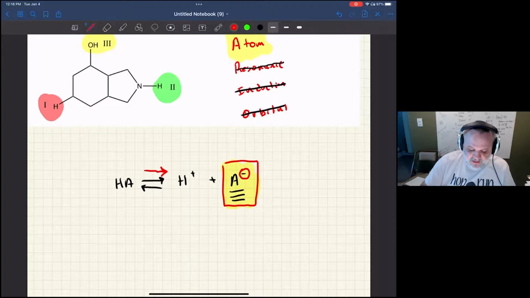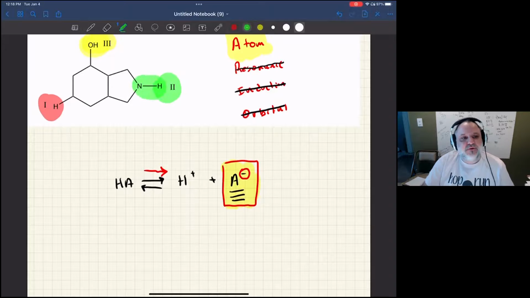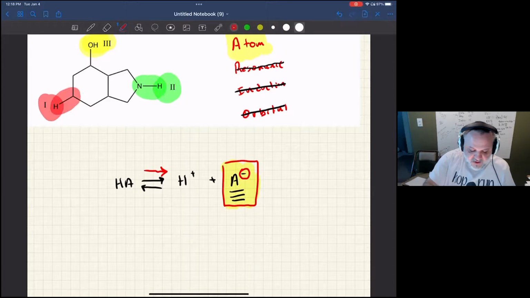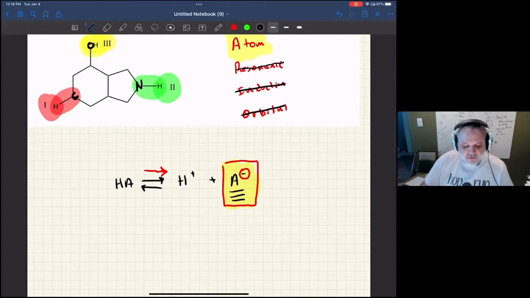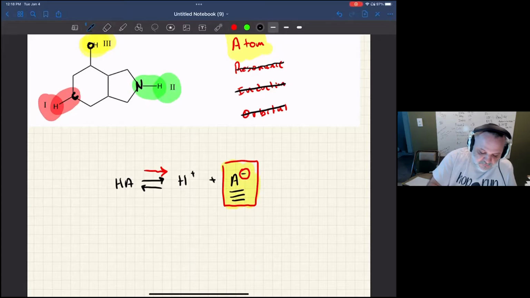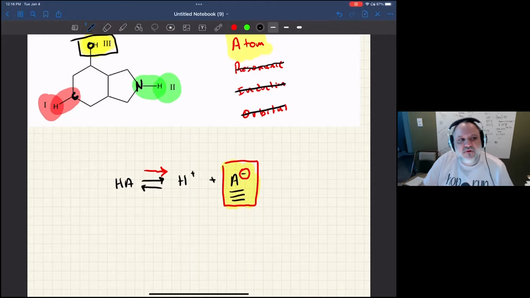So let's take a look at those atoms. Well, in this case, I've got an oxygen. That's the atom that it's going to be connected to. In this case, over here for 2, I'm connecting it to a nitrogen. And in the case for 1, I'm connecting it to a carbon. So I've got oxygen, nitrogen, and carbon. Well, which one of those is more electronegative? At the end of the day, the oxygen is more electronegative.